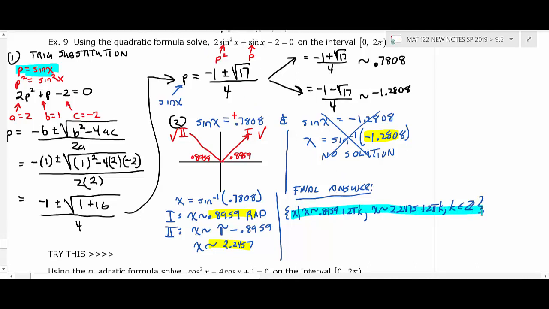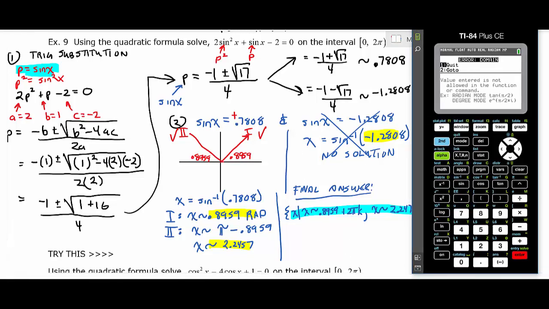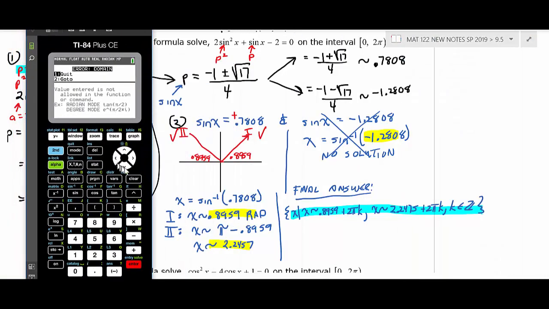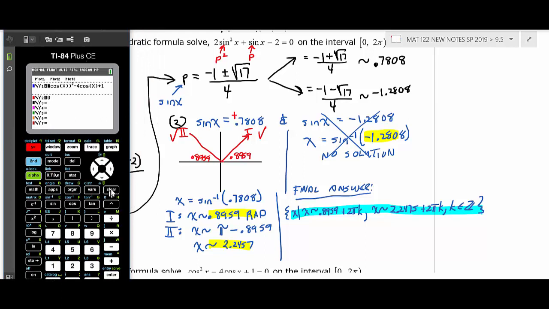Okay, so what I want to do is I want to close off this problem like I've been doing most of these, just by checking it on your calculator. This is a good example of something that's probably just as easy to do on the graphing calculator. So what I'm going to do is I'm going to go back to the problem we're working on. So the problem we solved is this.